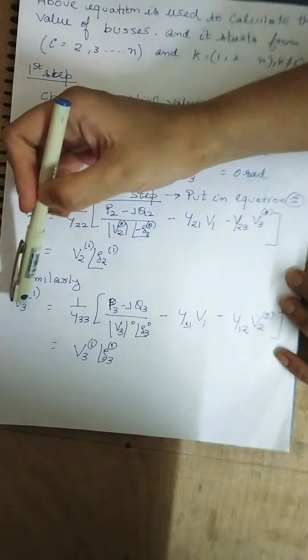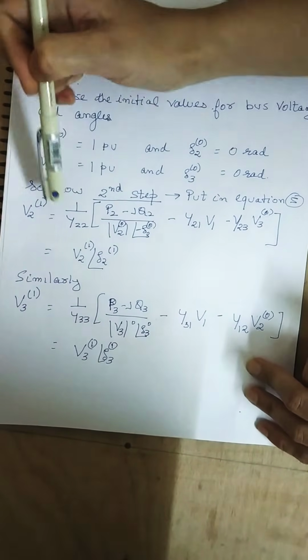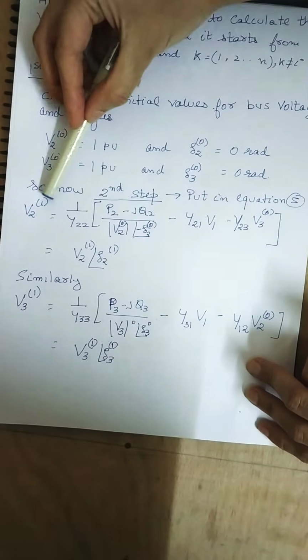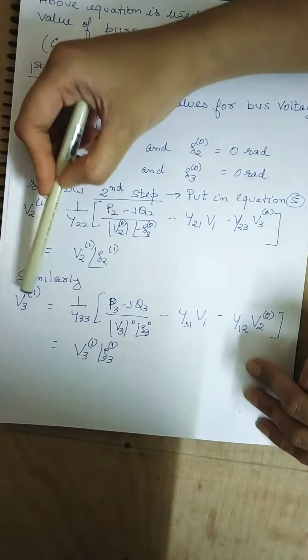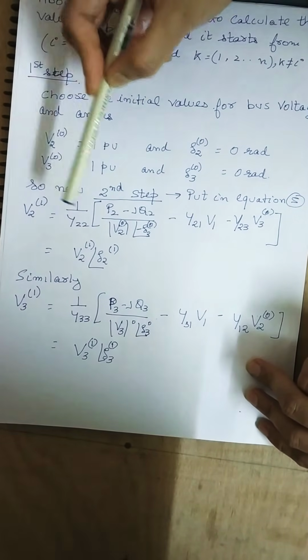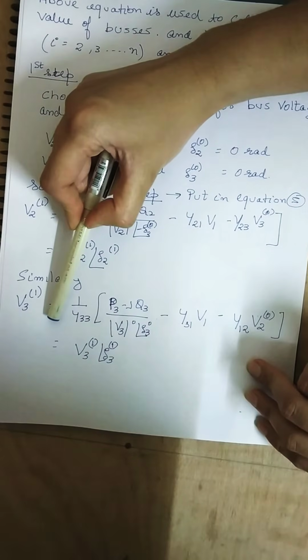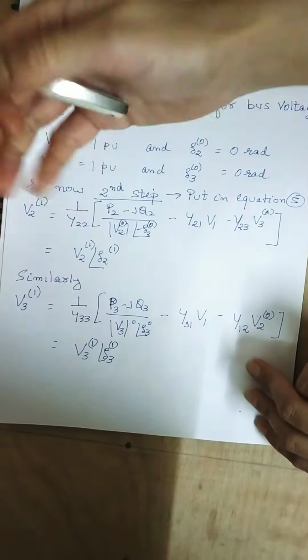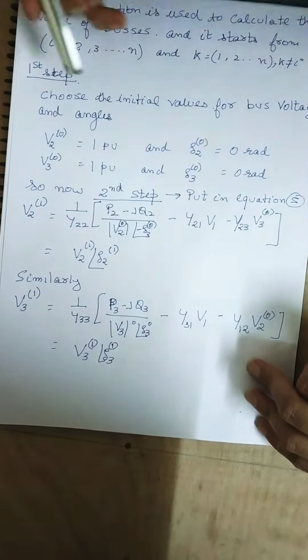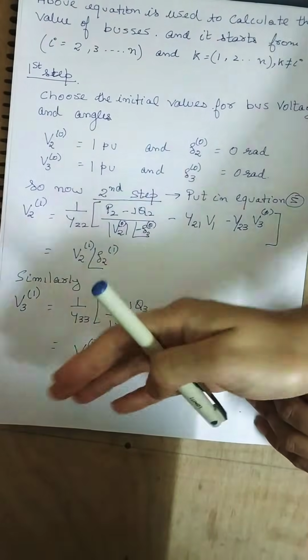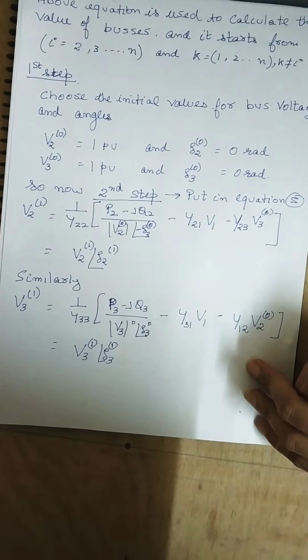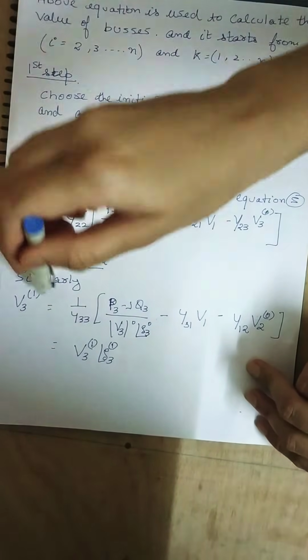Now when we compute V3 1, the 1 here shows the first iteration. Can you see? 1 here shows the first iteration. When we compute V3 1, we have to put V2 1 as the initial value to compute V3 1. In this way we will complete our first iteration for the 3 bus system. There can be an n bus system, and hence at the nth bus, when we find the voltage of the nth bus, we will use all the first iteration values of V1, V2, V3.